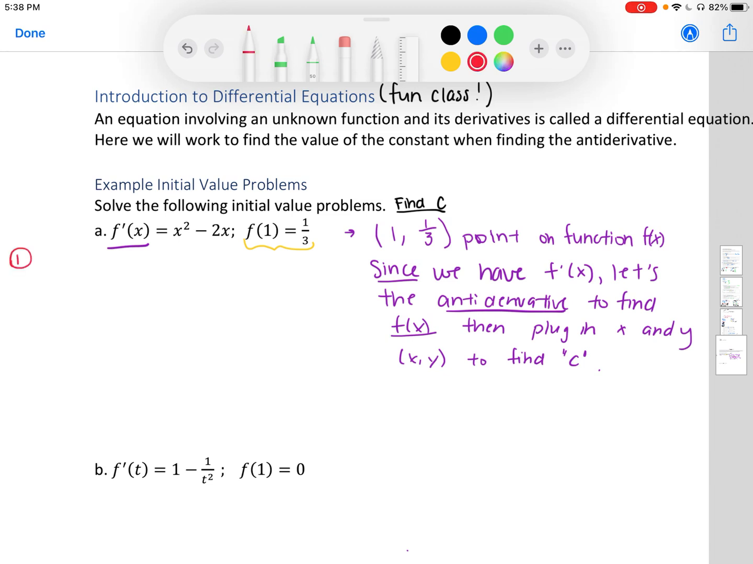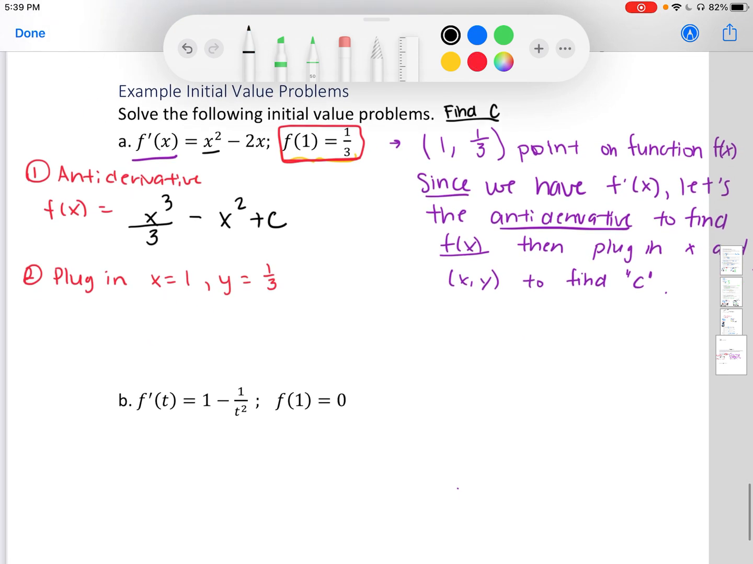So first we're going to find the antiderivative. So we have f of x equals, okay, the antiderivative of x squared, well, that's going to give us an x cubed divided by 3, minus the antiderivative of negative 2x, which is an x squared. And don't forget your plus c. Next on our plan is we're going to plug in that value. Our x is going to be 1 and my y is going to be 1/3. And I get that from this point right here.